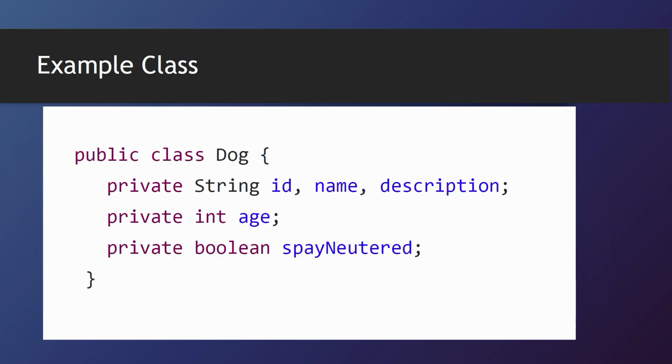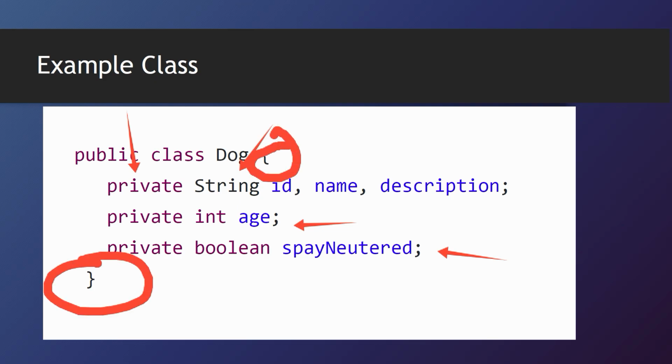This could be the list of instance data variables for our example dog class. They describe the characteristics of a dog object. They're declared as private, there are some strings, an int, and a Boolean, and they all follow naming conventions. Notice that they're also declared inside the class, but outside of any method.